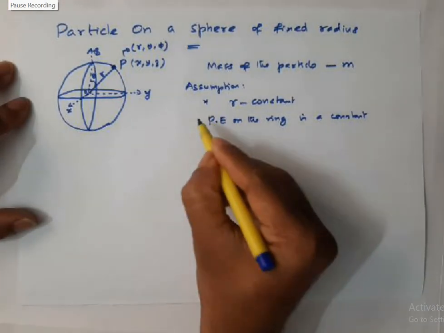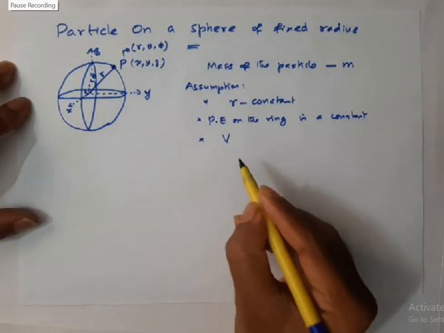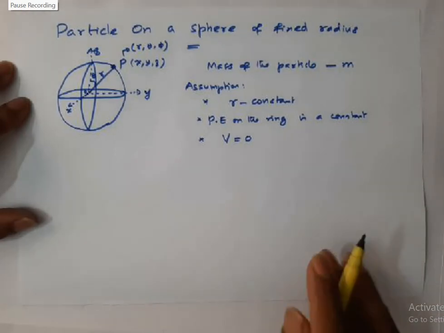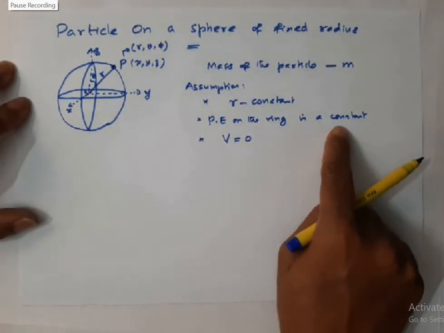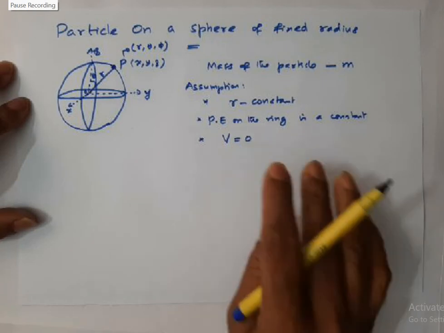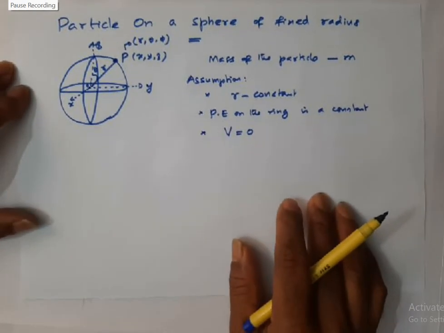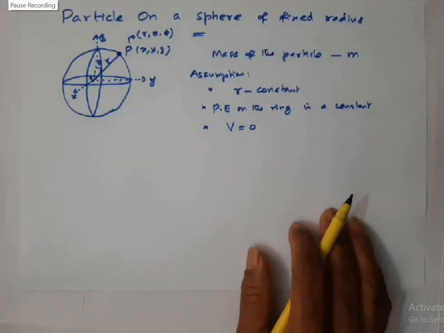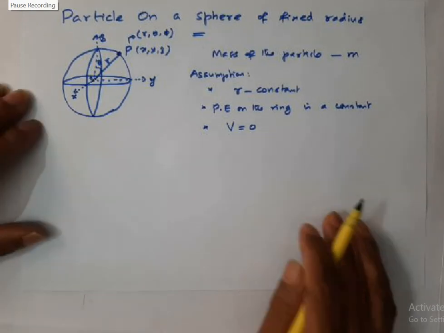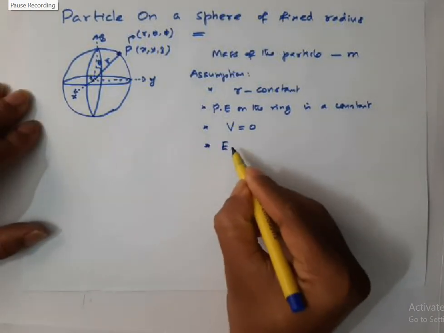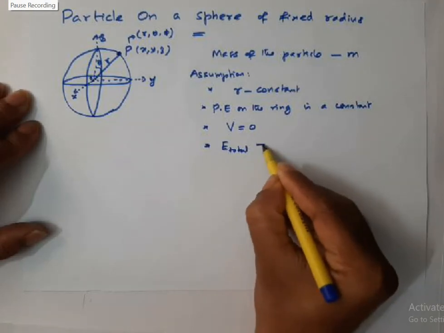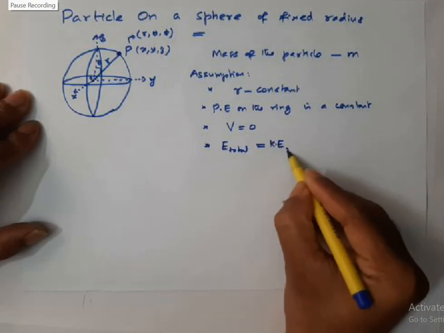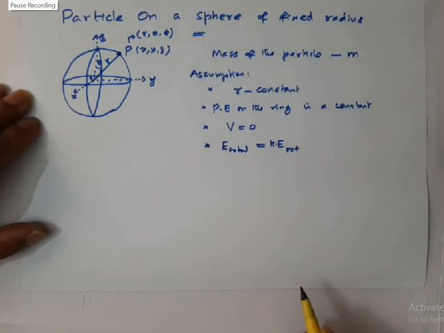Therefore, since the potential energy is a constant, we can assume it is 0 for our convenience, so that solving the Schrodinger equation becomes very easy. In this circumstance, the total energy of the molecule is nothing but the kinetic energy, very specifically the rotational kinetic energy of the molecule.